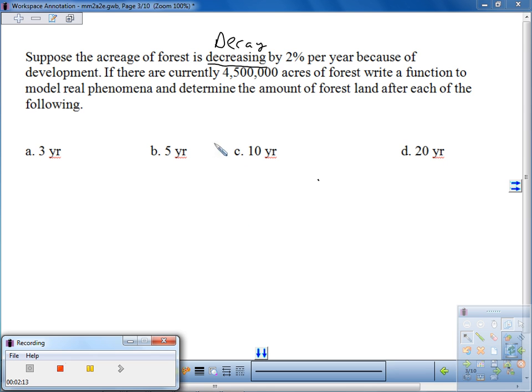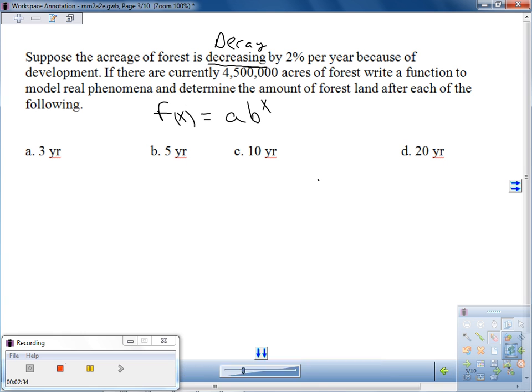Alright, now remember that for an exponential decay function, we're going to end up taking the form f of x is equal to a times b to the x. Now, remember, f of x is the same as y. When we write this, we're basically telling everybody that we know it's a function. So we're going to use functional notation for this right now, but we could replace that with y. But anyway, so a, b, x.